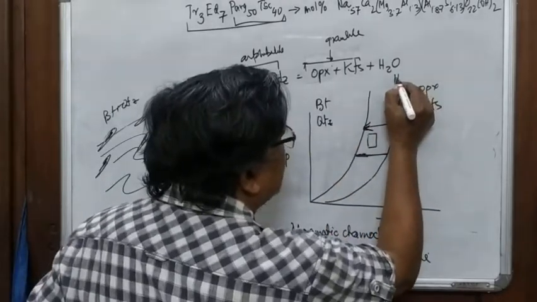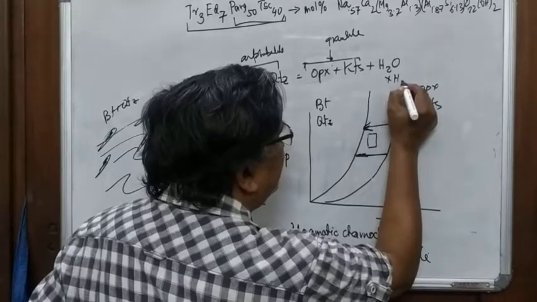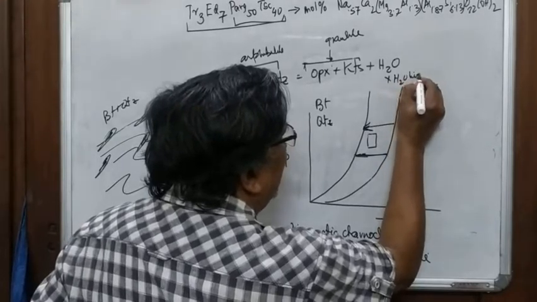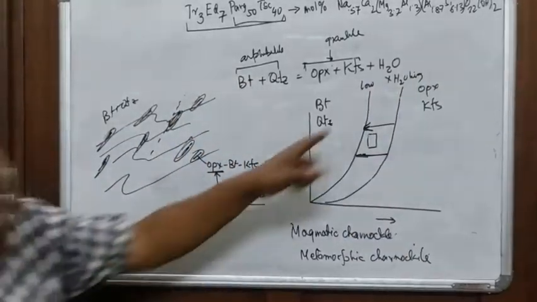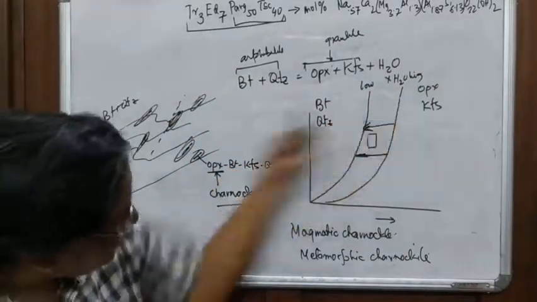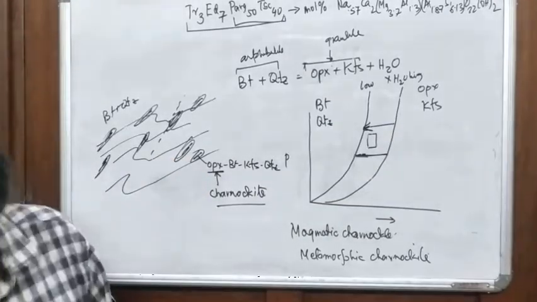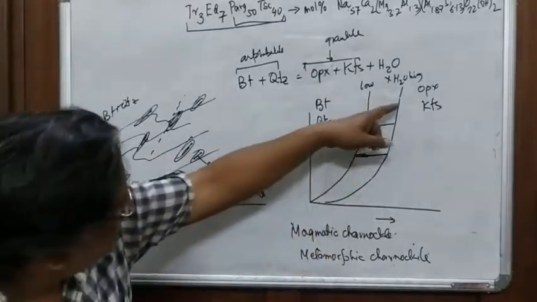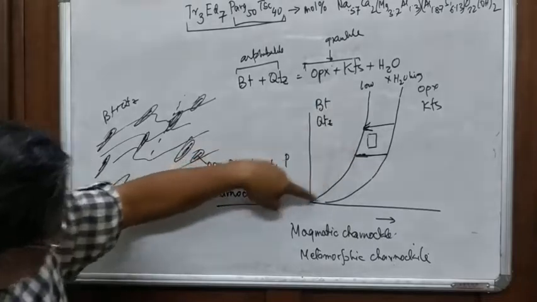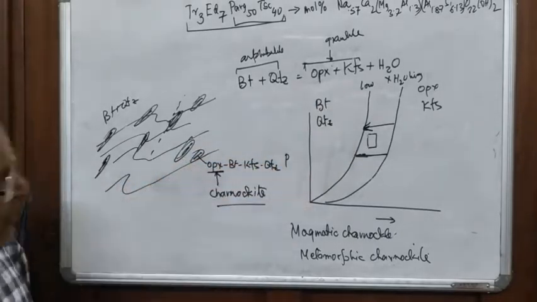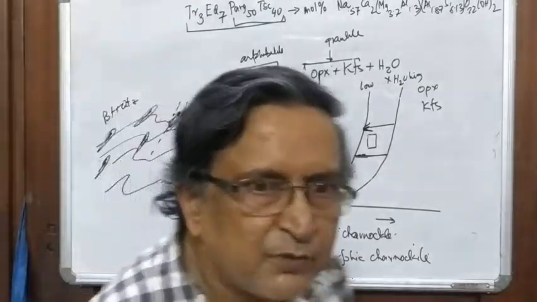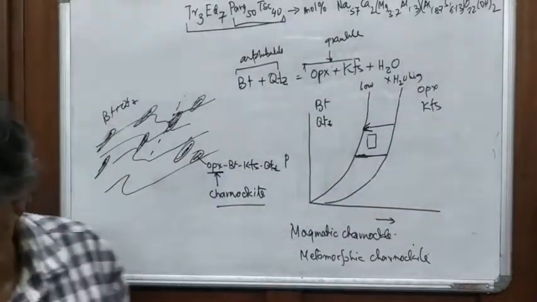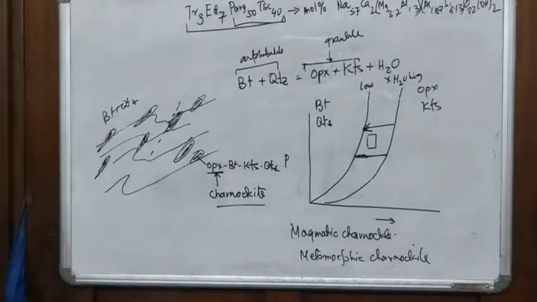Remember here XH2O is high and here XH2O is low. As you dehydrate the rock, you bring down the position of the reaction to here. So your biotite plus quartz will break down to K-feldspar plus orthopyroxene.